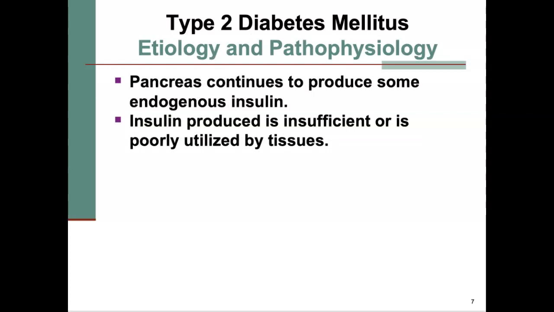So, as we said, in type 1 diabetes, it's related to the inability to produce enough insulin. But in type 2 diabetes, the pancreas continues to produce endogenous insulin, but the insulin produced is insufficient or is poorly utilized by the tissues.